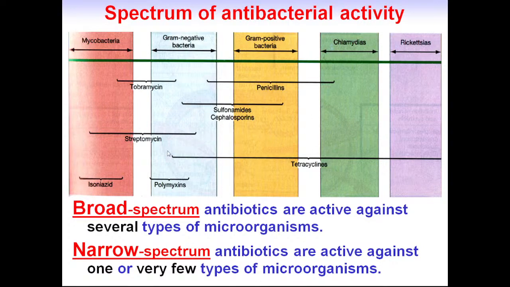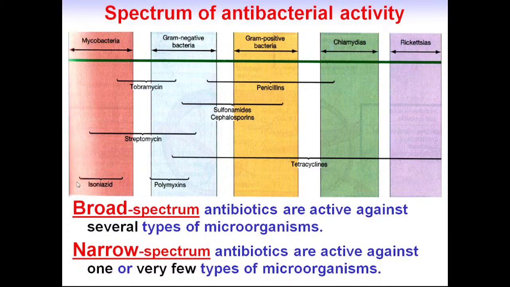But then we have broad spectrum antibiotics that are active, for example, like tetracycline, against gram-positive, part of gram-negative bacteria, chlamydia, rickettsia, and so on. Even penicillin that you are familiar with is effective against part of gram-negative bacteria, gram-positive, and even partially against chlamydia. But also we may have narrow spectrum antibiotics that are used to treat a particular type of bacteria.